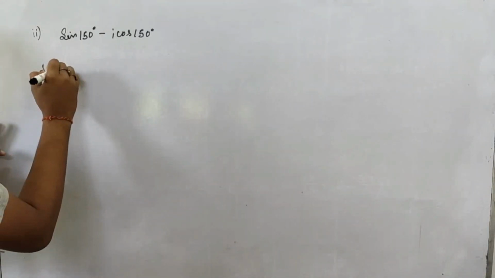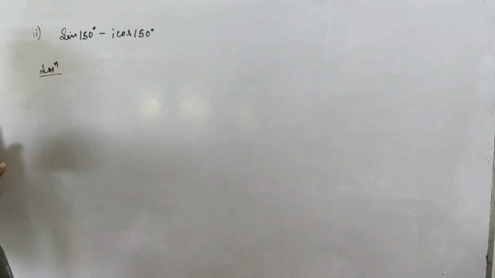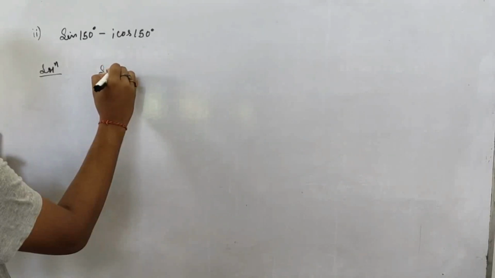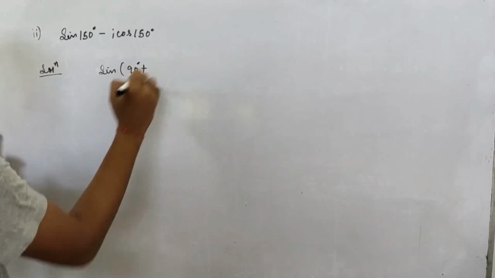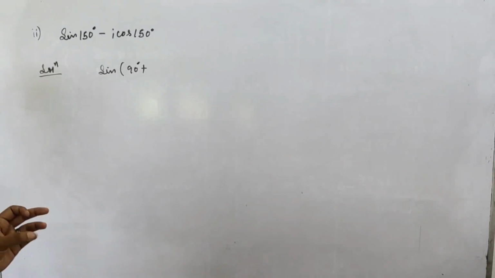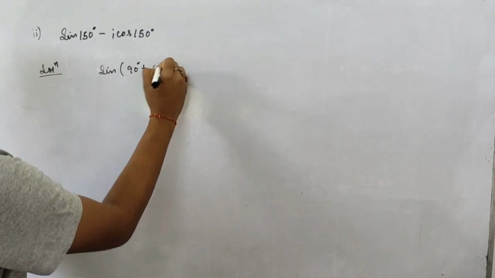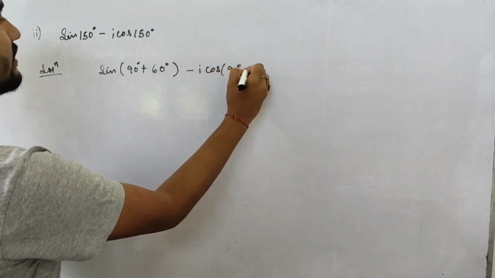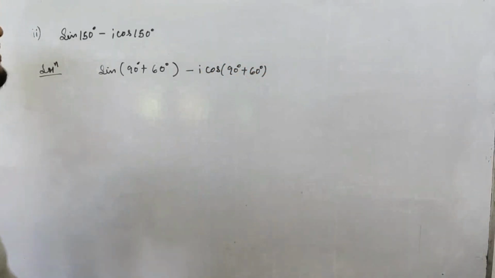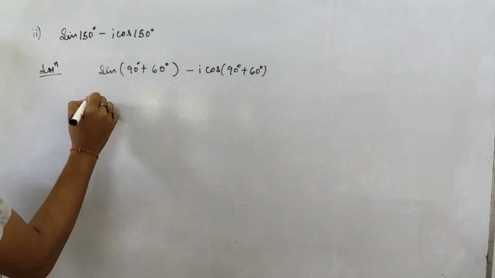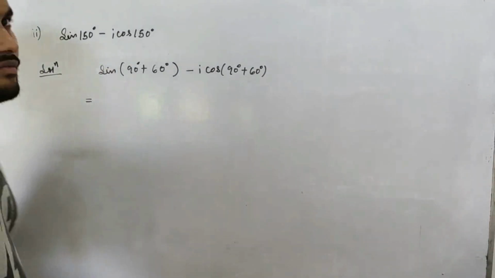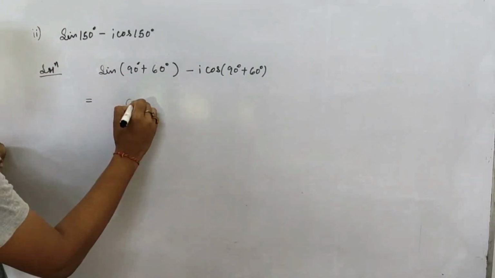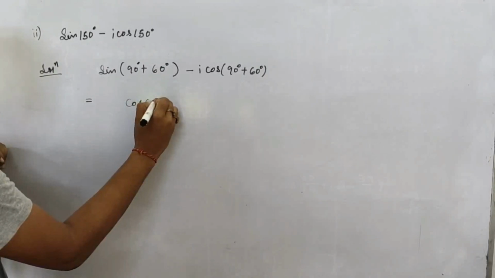So solution. Now since the angle is more than 90 degree, I will use the property 90 degree plus theta. So sin, I can write 90 degree plus how much? 150 is 90 plus 60, right? Sin 90 degree plus 60 degree minus I cos 90 degree plus 60 degree. Done. Okay, so now what? Which is equal to sin, 1 into 90, right? Odd number is there. So sin 90 degree plus theta will be what? Cos theta. That means cos 60 degree.